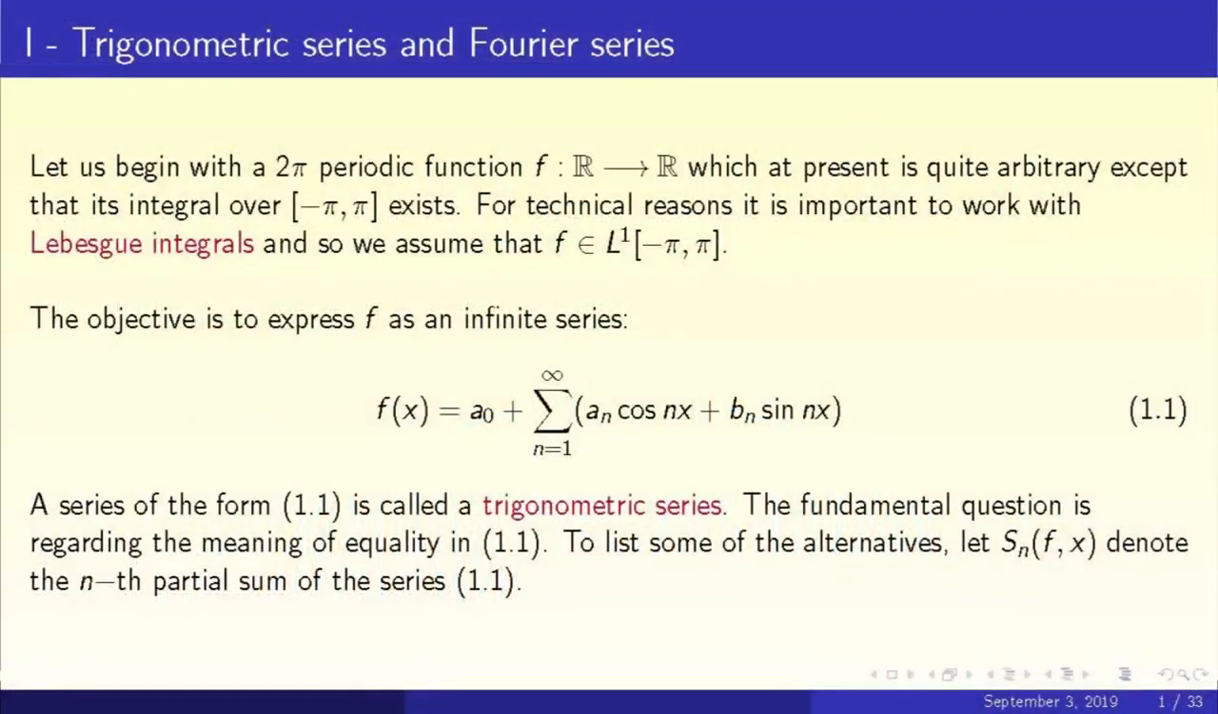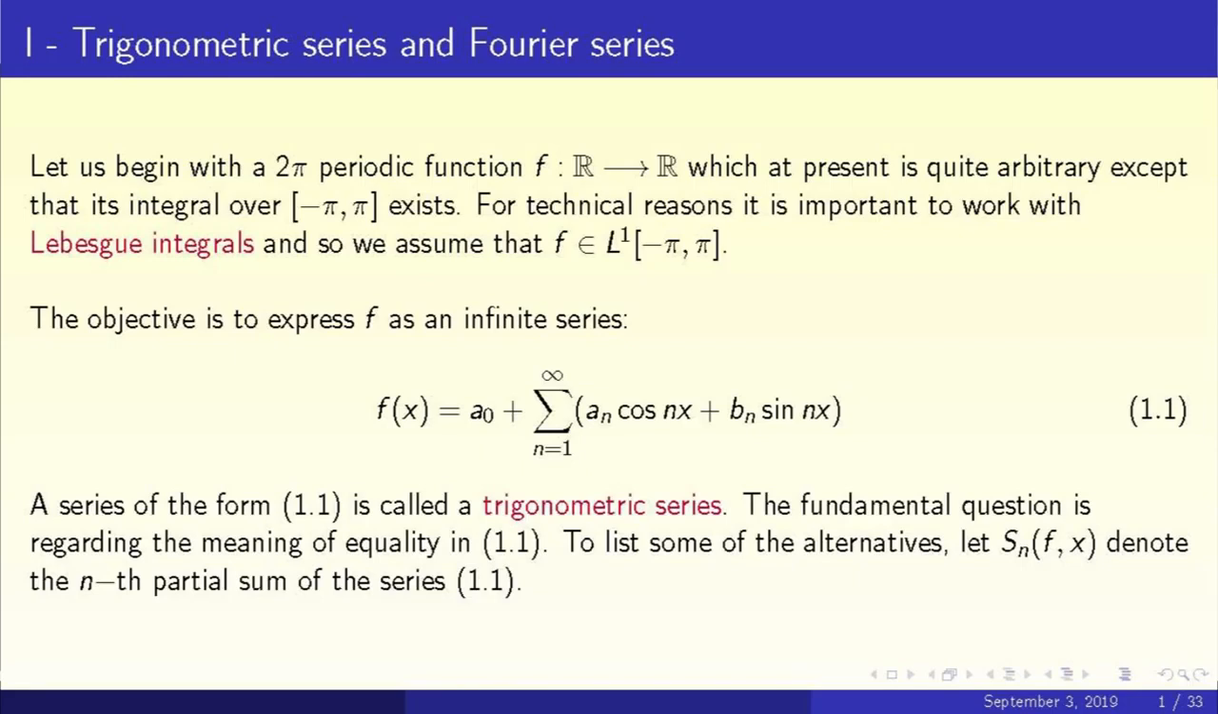So what is a trigonometric series? Let us start with an arbitrary 2 pi periodic function f from R to R, which at present is quite arbitrary except that it is integrable over, say, minus pi to pi. For technical reasons, it is important to work with Lebesgue integrals rather than Riemann integrals. So we assume that f is Lebesgue integrable on minus pi to pi.